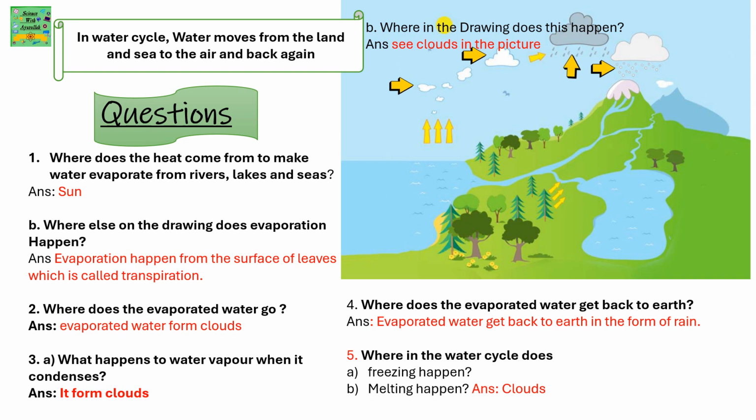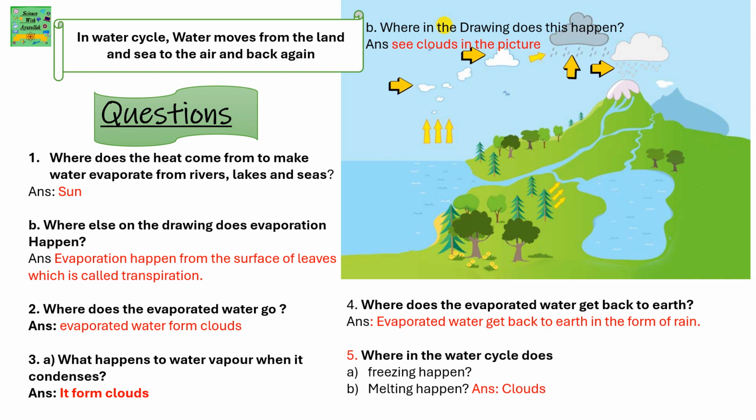Now here are a few questions. Where does the heat come from that makes water evaporate from rivers, lakes, and seas? It's from the sun. Where else on the drawing given here does the evaporation happen? Evaporation can happen from the surface of the leaves, which is called transpiration. Where does the evaporated water go? The evaporated water forms the clouds.